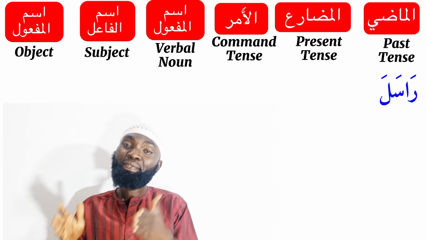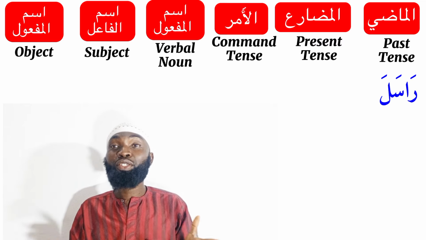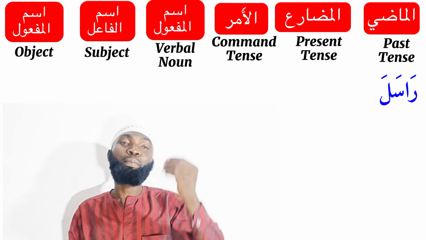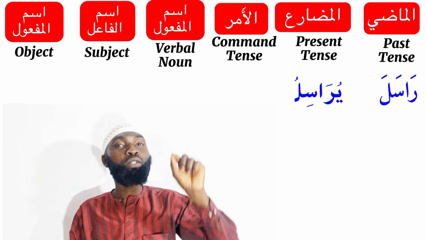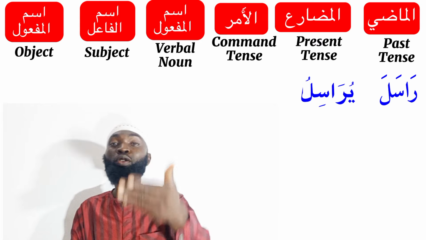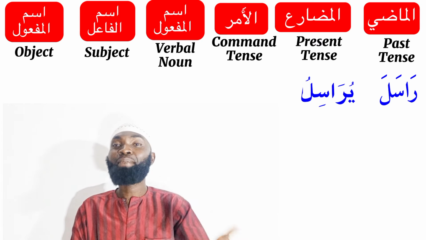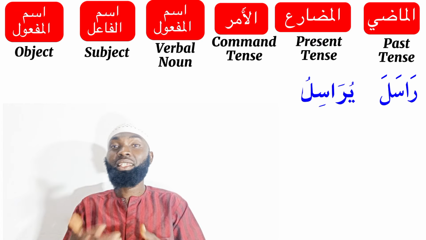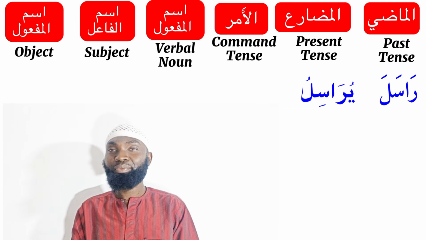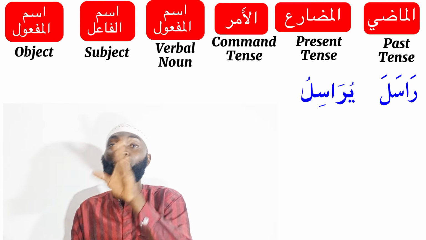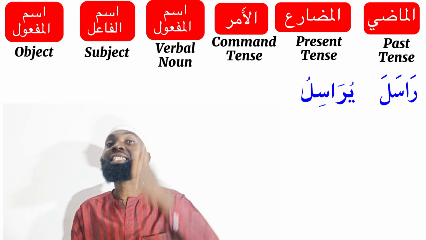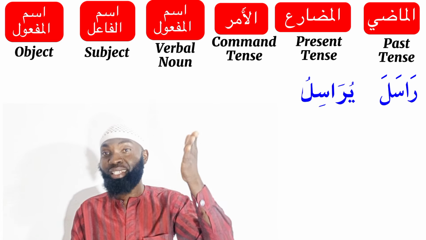To get the present tense form, all you need to do is add the ya of the present tense and put damma on it to have yurasilu, which means he is corresponding, he is calling, he is communicating. Yurasilu akhahu daiman, he communicates with his brother always. So yurasilu is the present form. Any of the other words mentioned before, and other verbs that come under this pattern of rasala, this is how to form their present tense.